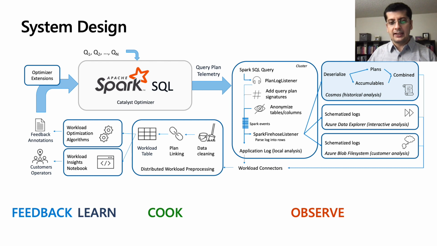Finally, the feedback generated by the workload optimization algorithms is loaded into the Spark Optimizer through custom optimizer extensions. The extensions also contain the logic to perform the actual optimization action. These components allow us to instance optimize the Spark performance for a given workload. Please refer to our full paper for details about each component of the pipeline.